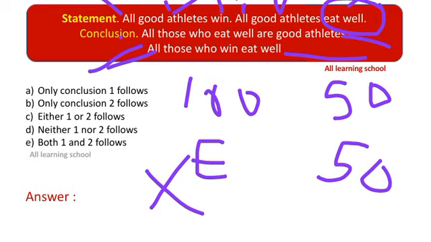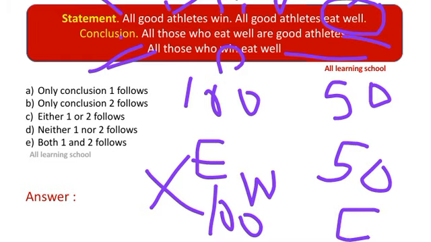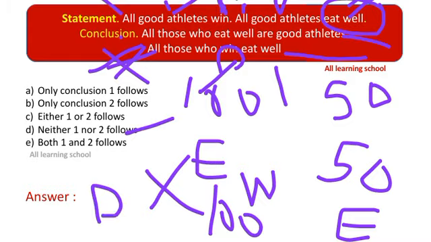Now look at our second conclusion. All those who win eat well. Here win will be given the income of 100 according to the 150 rule. Win will have income of 100 and eat well will get income of 50. Eat well: expense 50, income 50, correct. But win has the expense of 100 but its income is 50. As expense is 100 and income is 50, it cannot be merged. It cannot be correct according to the rule. Expense could not be greater than income. So it is the wrong conclusion. So both the conclusions are wrong. The correct answer will be delta. Neither one nor two will be followed.